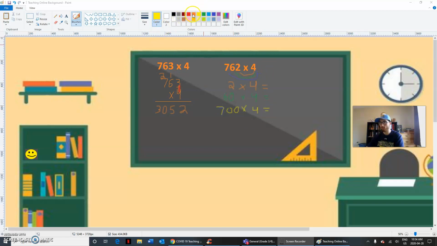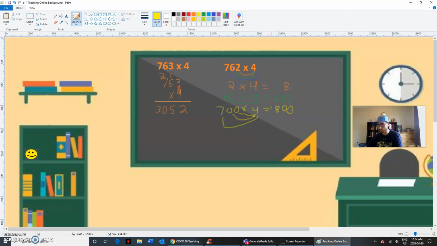So 2 times 4 ones is going to be 8. Then I have 4 times 60, and that's going to be 4 times 0 first is 0. Then I go to my tens place value, 4 times 6 is going to be 24. And then finally I go to my yellow hundreds place value, 4 times 0, 0. 4 times 0 tens, 0 tens. And then 4 times 7 is 28.